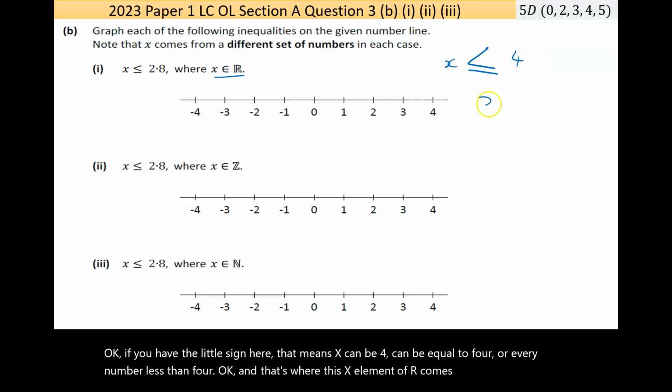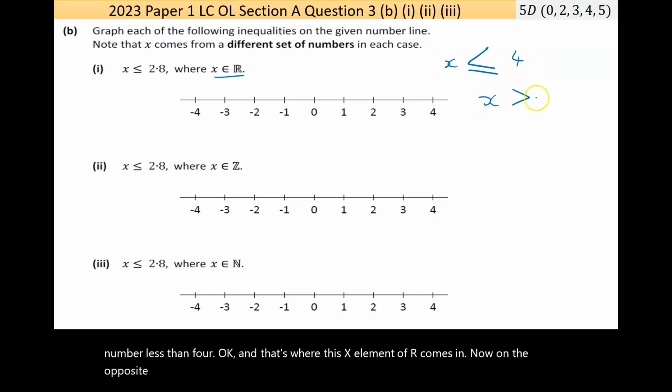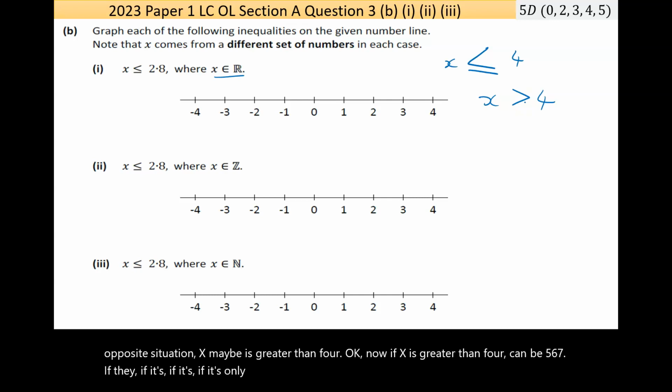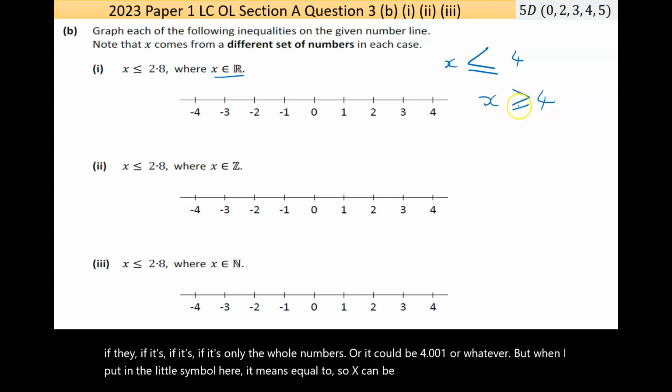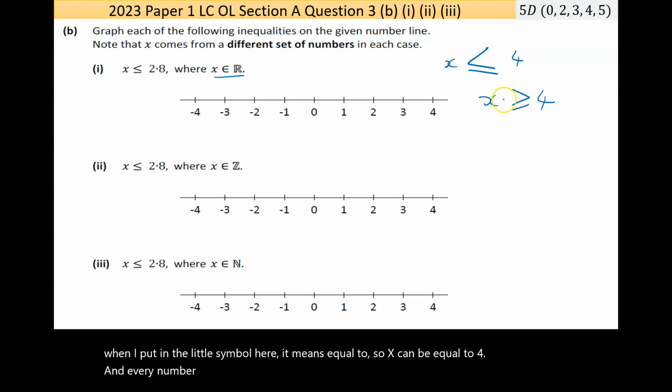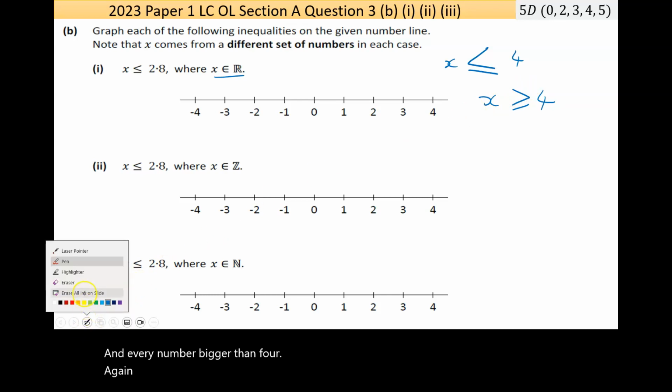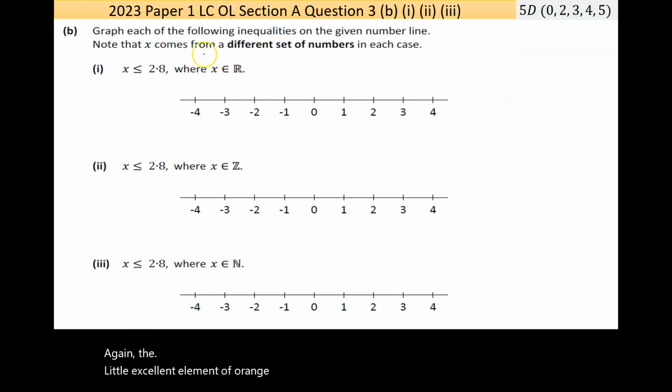Now, on the opposite situation, x is greater than 4. If x is greater than 4, it can be 5, 6, 7, if it's only the whole numbers, or it could be 4.001 or whatever. But when I put in the little line under the symbol, it means equal to. So x can be equal to 4, and every number bigger than 4. Again, the x is an element of R can affect things.